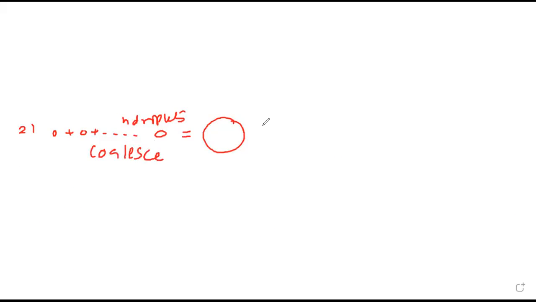Second point, n droplets, total n droplets collect to form a single bigger drop. Collects means combines to form a single bigger drop. Now again, what is the same? Can you tell? What will be the same? Same thing, no? Volume will remain the same.